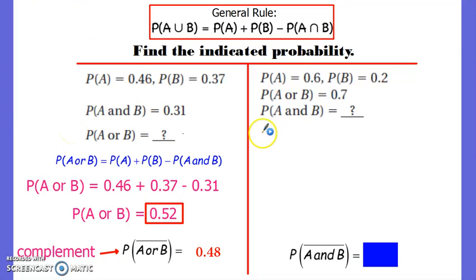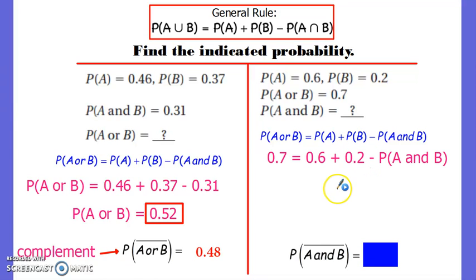All right, now let's consider, what if we have other information? What if we have the probability that A happens and the probability that B happens, but we also already know the probability that A or B happens? Again, you just need to fill in your information into the correct parts. We know the probability of A and B. We know the probability of A or B. What we don't know is the probability of A and B.